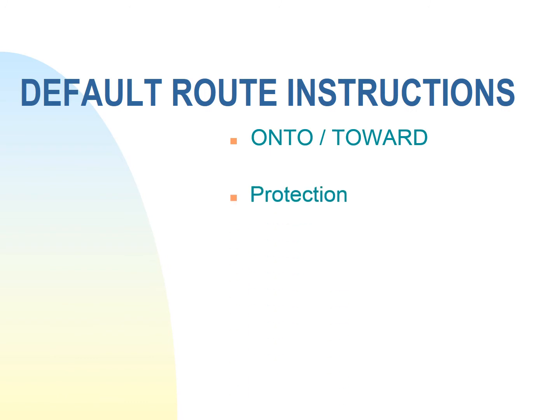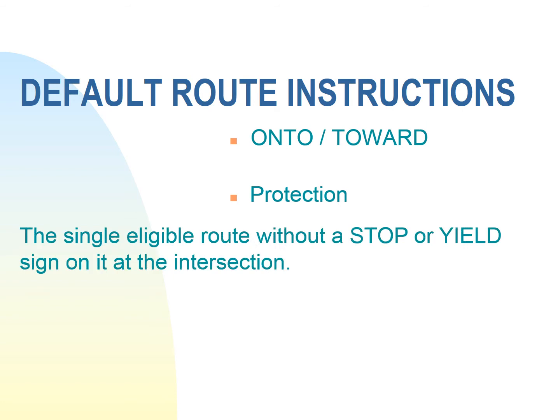So if we haven't been placed onto or toward, or onto and toward doesn't define a single route leaving the intersection, we ignore that default route instruction and go on to the next, which is protection. And protection is telling us we use that if it defines a single route leaving the intersection without a stop or yield sign on it.